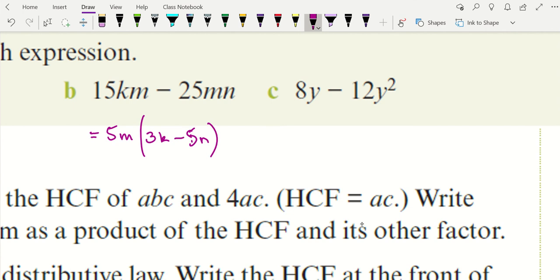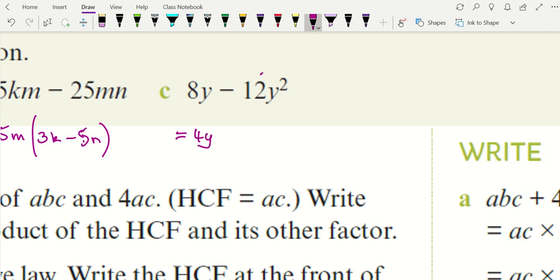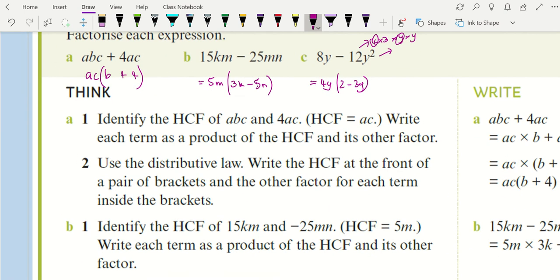Now 4 goes into both 8 and 12. Oh, this is interesting. 4y goes into 8y and also goes into 12y squared. So remember, if I'm looking at this one, this is 4 times 3, and this is times y times y. So that's going to be 2 there. We're going to carry that minus through. Now the 4 and the y are over on the left hand side of the bracket, so what's left here is 3y. So that's that factorised.